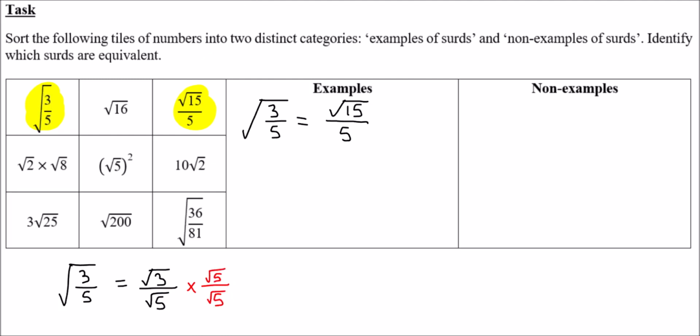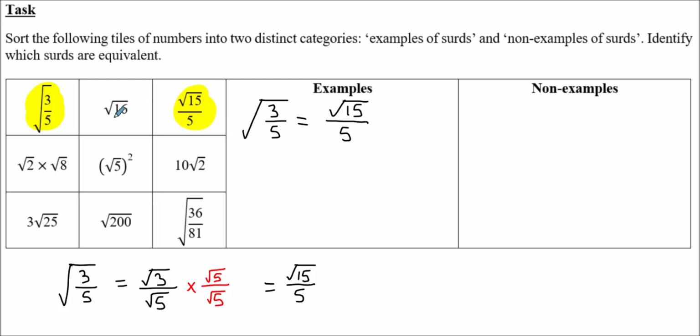And if we do that, the bottom would become root 5 times root 5, which is just 5. If you square the square root of something, you just get the number itself. Meanwhile, root 3 times root 5 is the same as the square root of 15. So that's why these two are equivalent.